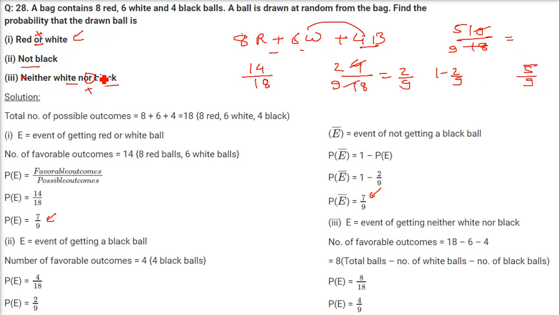But we are interested in what? Neither nor. So this is the probability of having white or black, but we are interested in neither nor. So we just have to subtract it from 1. This will be 9 by 9 minus 5 by 9, that is 4 by 9. This is going to be the answer.